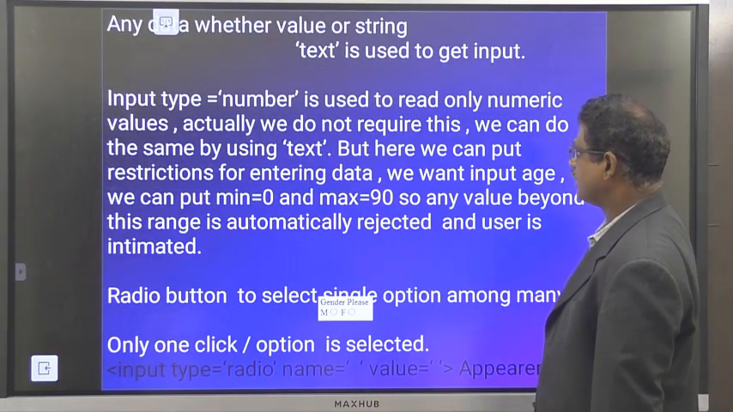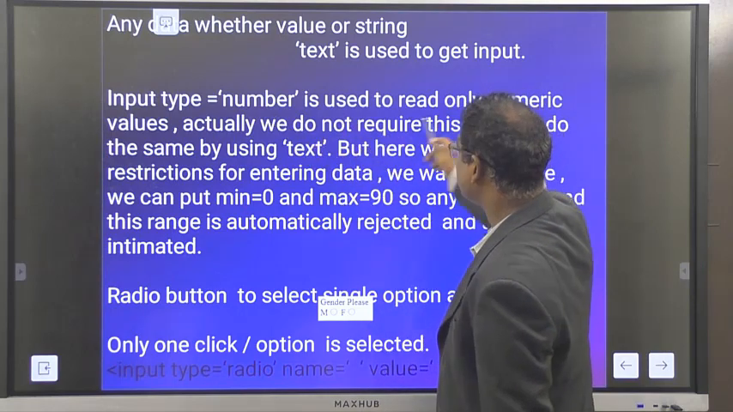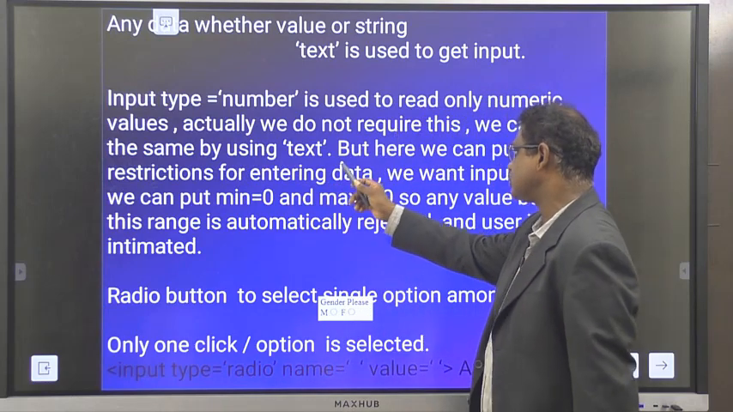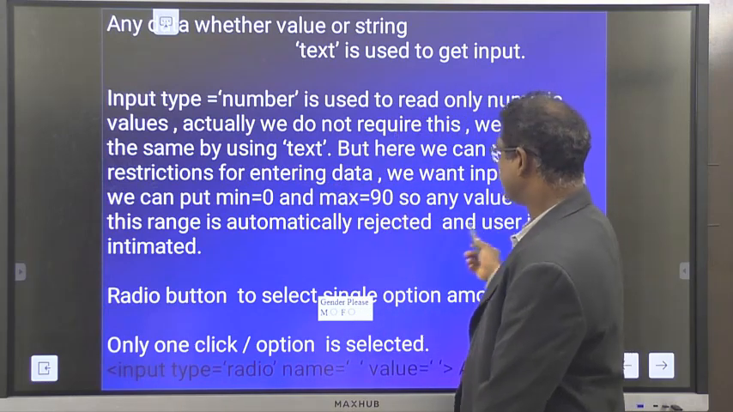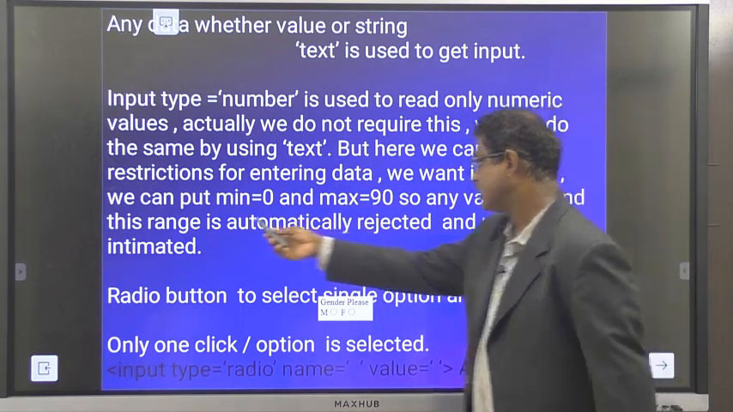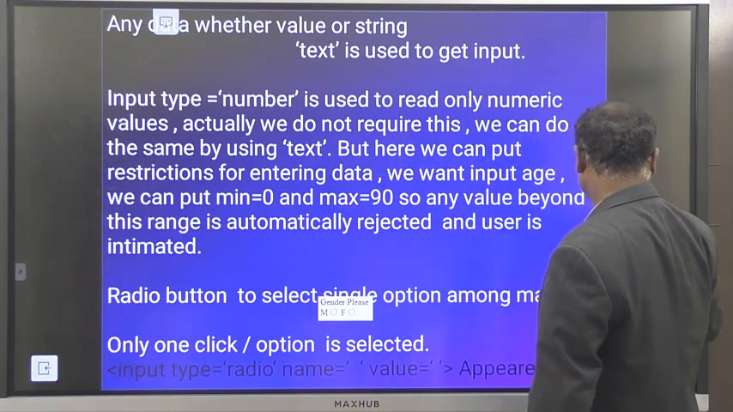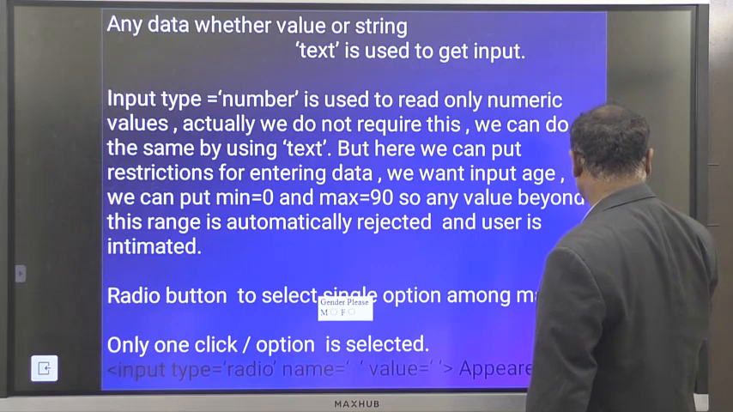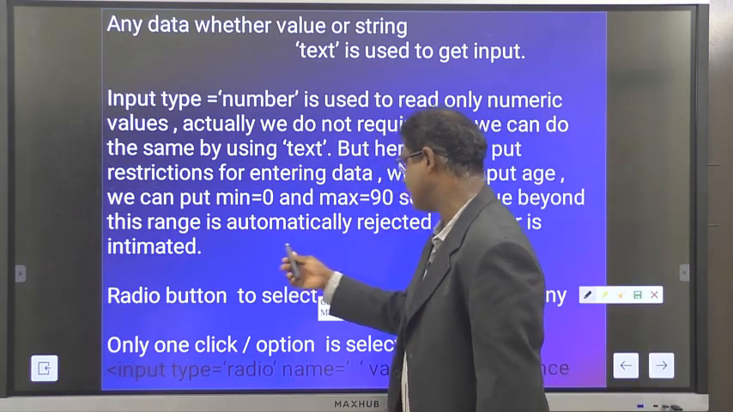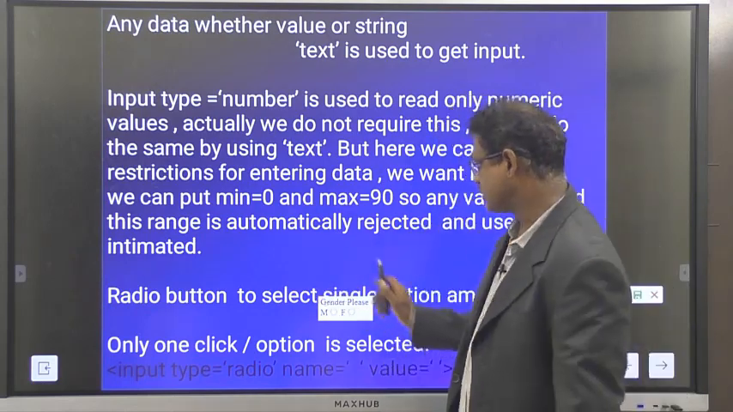Next. Right. Input type is equal to number is used to read only numeric values. Actually, we do not require this. We can do the same by using text. But here we can put restrictions for entering data. If we want to input age, we can put min 0 and max 90. If anybody gives more than 95, any value beyond this range is automatically rejected and the user is intimated. This is what it is.